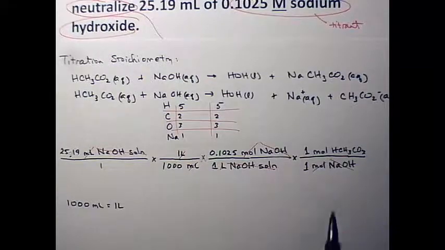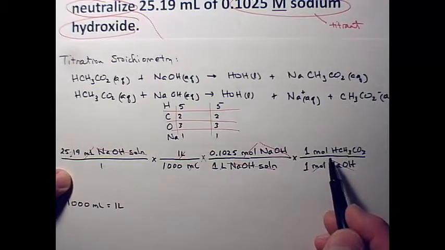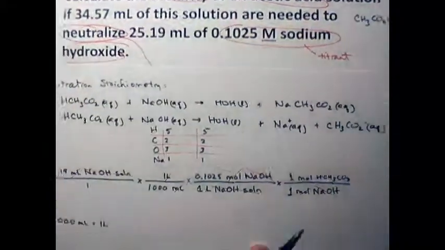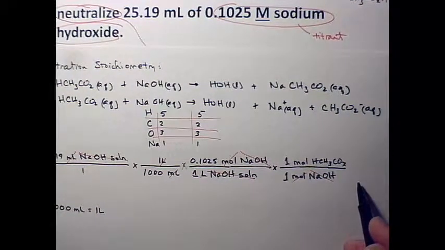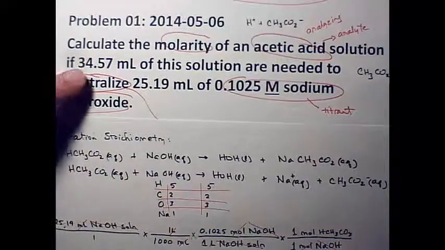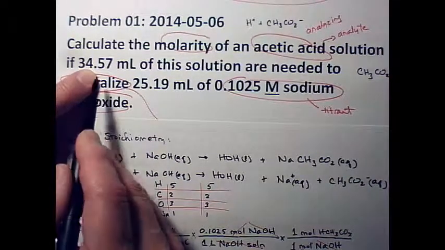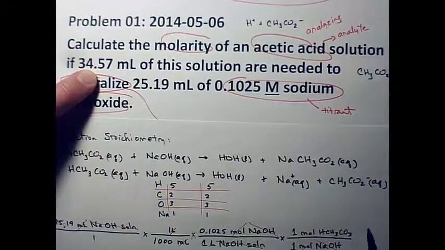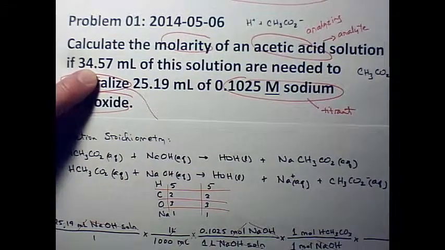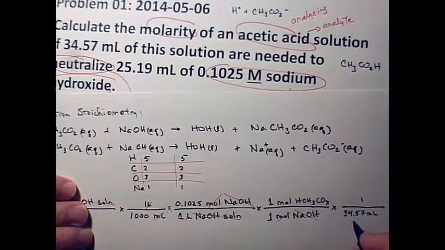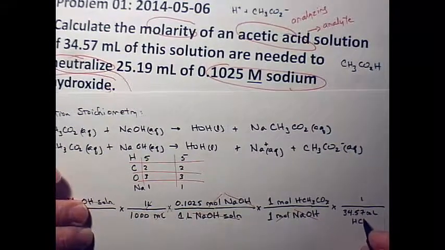All right, now we want to get this into molar concentration because we're looking for molarity. That means we want moles over liters. The problem doesn't give me liters, but it gives me milliliters, which we already know I can convert to liters. So I'm going to put this on the bottom because that's what I want this to come out to be. So 1 over 34.57 milliliters of this acetic acid solution.